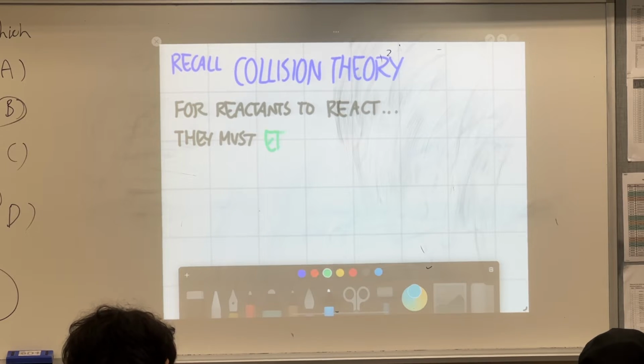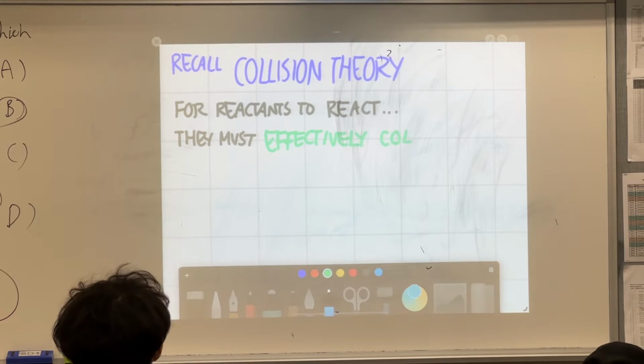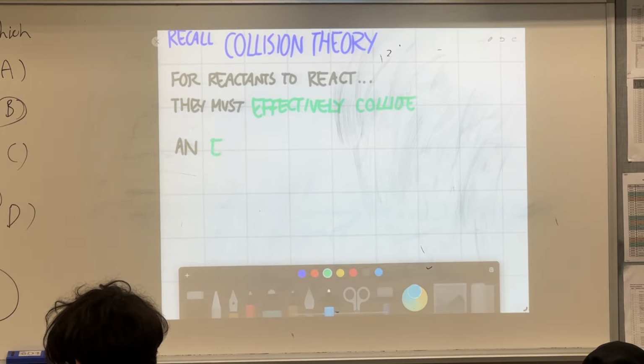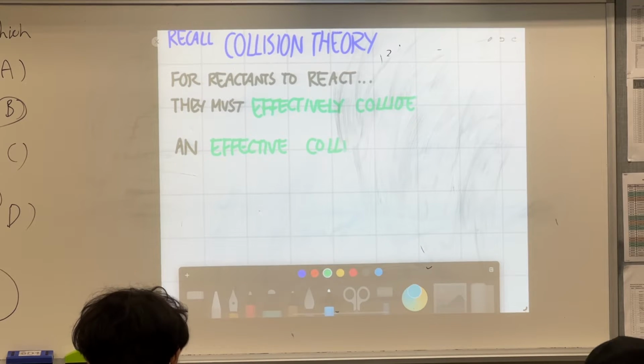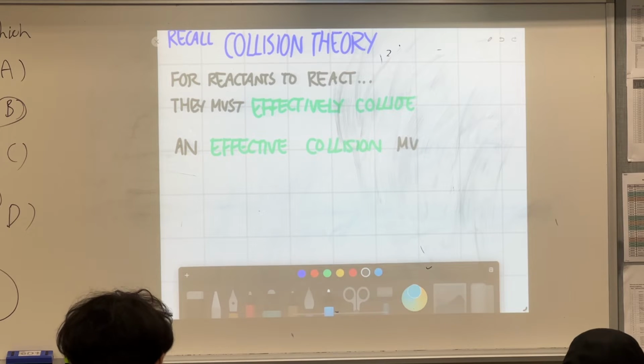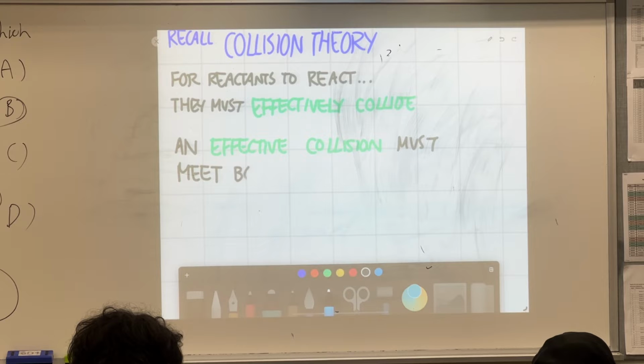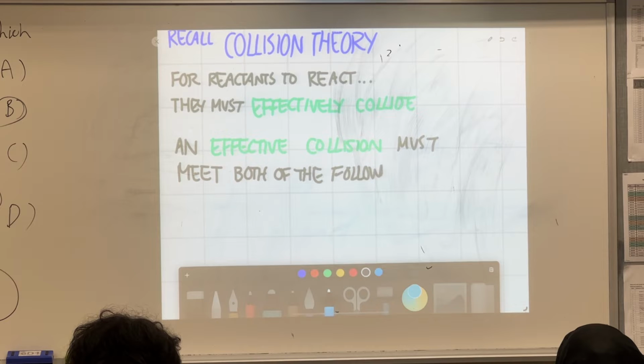So what do we mean by effective collision then? This is the keyword in the SE. They must effectively collide. An effective collision must meet both of the following requirements. Do you remember the two requirements? There has to be enough speed, but we don't like to use the word speed. We like to use enough kinetic energy. It must meet both of the following requirements, which you have to memorize.